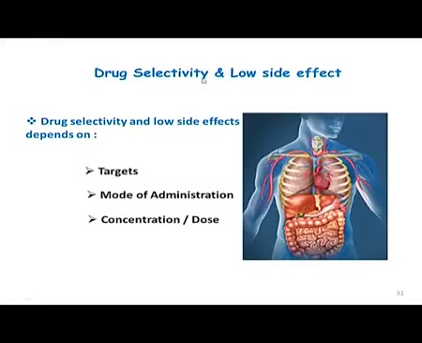There are three factors on which this drug selectivity depends. Number one is the target, right? Target, I already told you, is that particular epicenter of a disease which is responsible for the disease in the whole body. So your drug should only target that particular epicenter. We'll learn about this target in more detail in this lecture and the coming lectures.